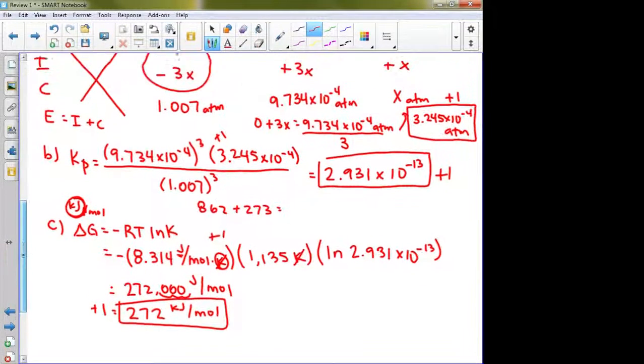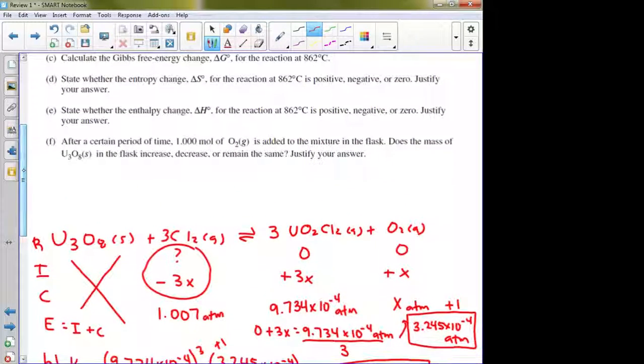All right. D says state whether the entropy change, delta S, for the reaction at 862 degrees Celsius is positive, negative, or zero. Justify your answer. Remember, if delta S is positive, it became more disordered. If delta S is negative, it became more ordered. And if it's zero, it just didn't change.